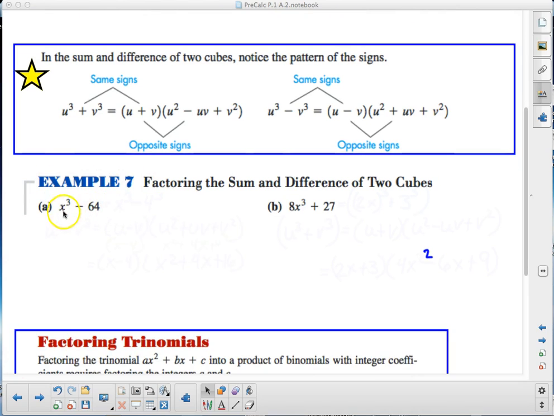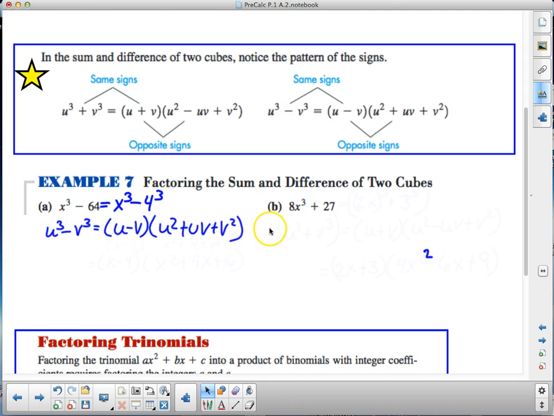Now, in example 7, we are going to consider using one of these two models. But this is a subtract, so we're going to use the difference of two cubes. This is one cube, this is the other, and remember it's x cubed and 4 cubed. 4 cubed is 64. So I'm going to pull out the difference of two cubes pattern, and put x and 4 in for u and v. x is there for u, 4 is there for v, and the same down here. Now I just finish the factoring, so I have the quantity x minus 4 times the quantity x squared plus 4x plus 16.